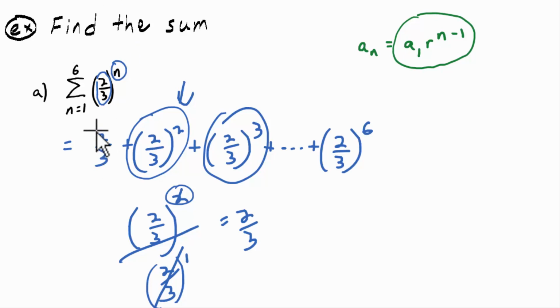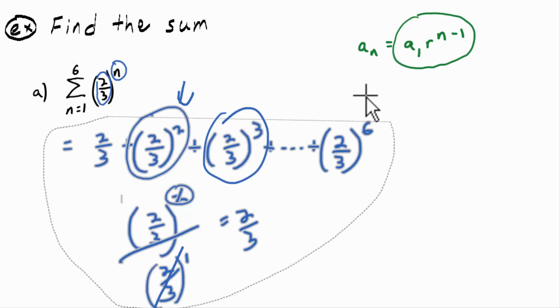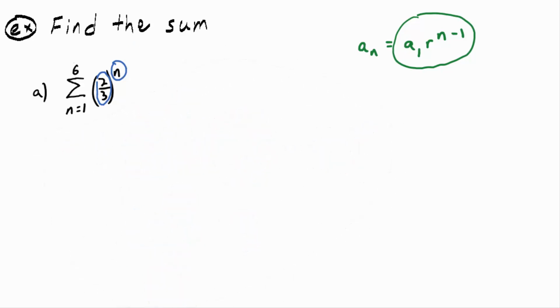Okay, so with that said, let's see if we can find the sum without actually computing it directly. Let's use that sum formula that we developed. So every time you use it, write it down. S_n is a_1 times 1 minus r to the n over 1 minus r. And let the formula be your guide. What's n in this case?